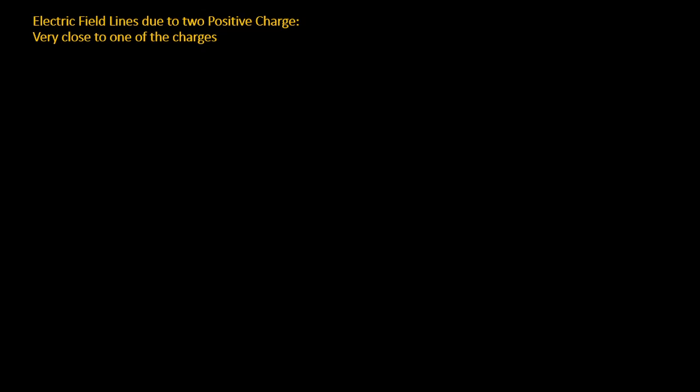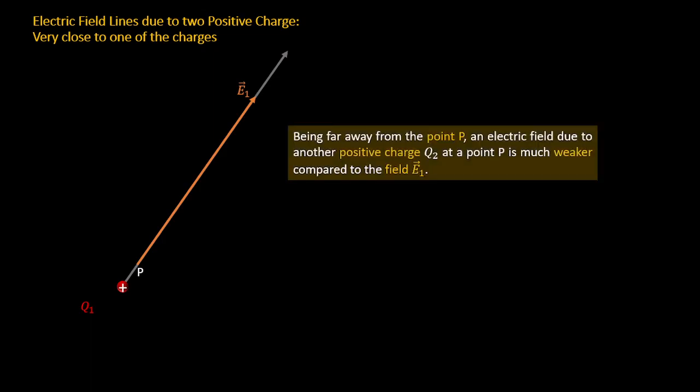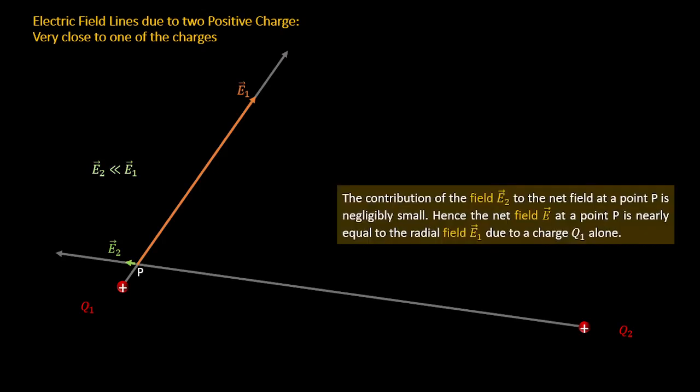Electric field lines due to two positive charges, very close to one of the charges. An electric field line due to a point charge Q1 at a point P close to the charge is radially outward as shown. Being far away from the point P, the electric field due to another positive charge Q2 at point P is much weaker compared to the field E1 bar. The contribution of the field E2 bar to the net field at point P is negligibly small.